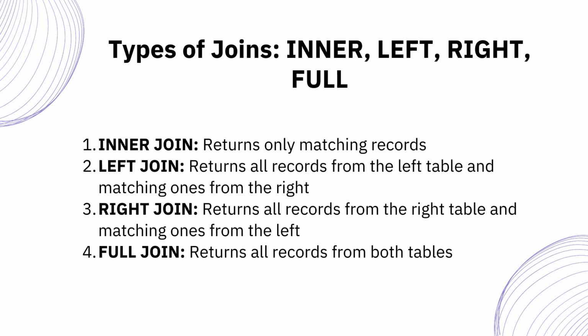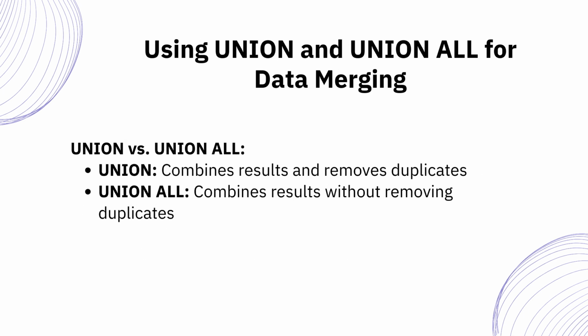Non-matching rows return null. The union and union all operators allow you to combine the results of two or more select queries. Union removes duplicate records, while union all retains all records, including duplicates. These operators are useful when you need to combine data from multiple queries or datasets.